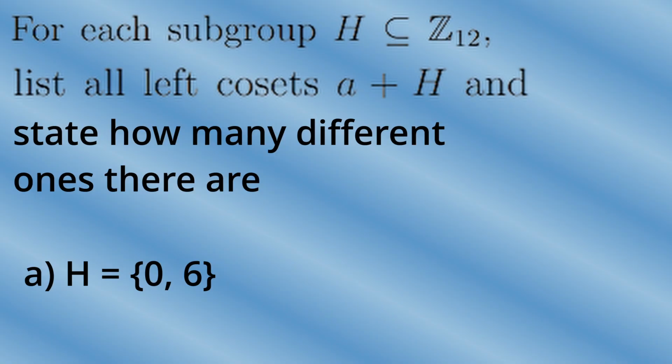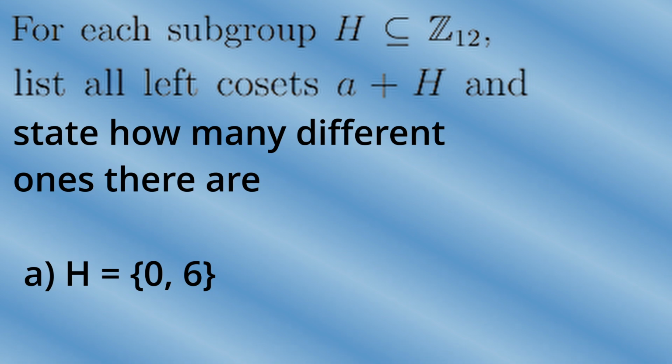And next, we'll dive into the exercises for you to try out these structures and patterns on your own. You may want to pause after each question to try and work out the answers on your own. Now let's get started. First exercise: for each subgroup H in Z12, list all left cosets a plus H and state how many different ones there are.